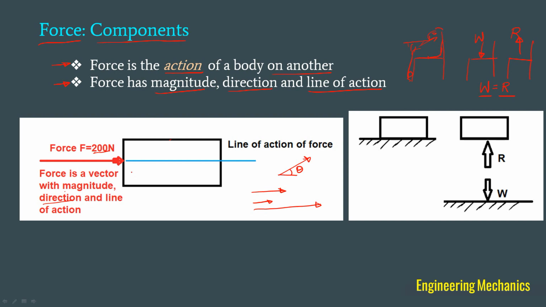Now, in addition to these two characteristics, force can also have a line of action. So what is that line of action? If you draw a line along the direction of the force, like this blue line here, this is called the line of action. Now, this is another example of how the force can be defined. If a body is resting on a surface, the body will apply its weight onto the surface, whereas the surface will apply a reaction force on the body.